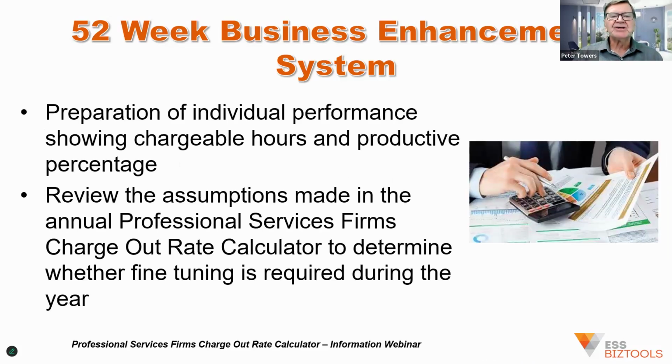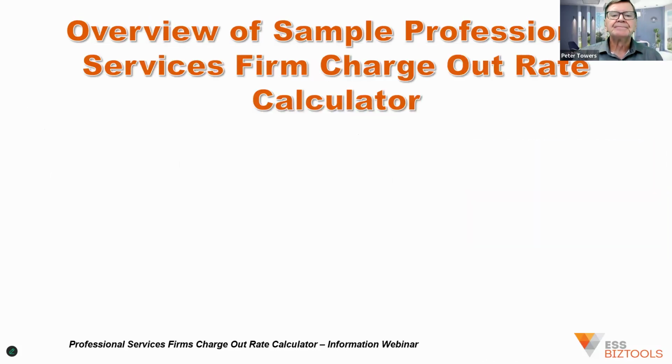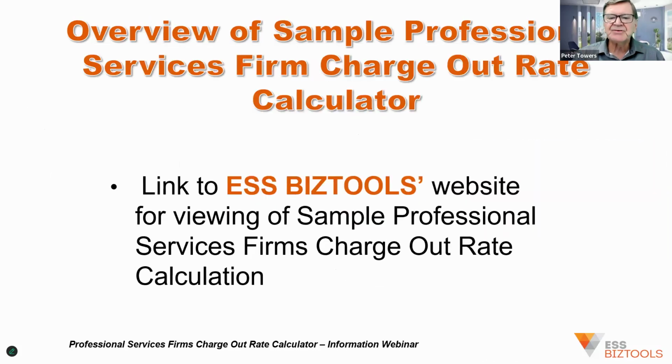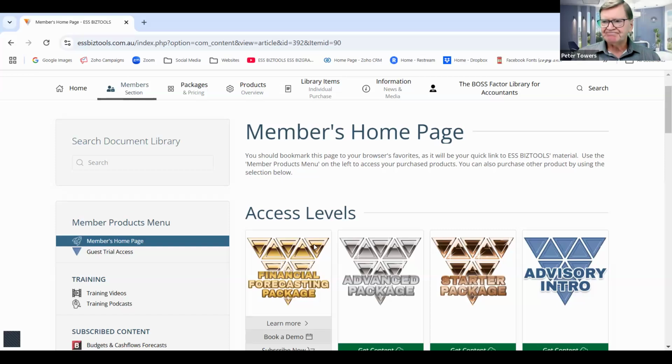So the preparation of the individual performance showing chargeable hours and productivity percentage. You can review the assumptions on which the charge out rates were determined. So we're now going to link across to our website, whereby I can share with you the ESS BIZTOOLS website.